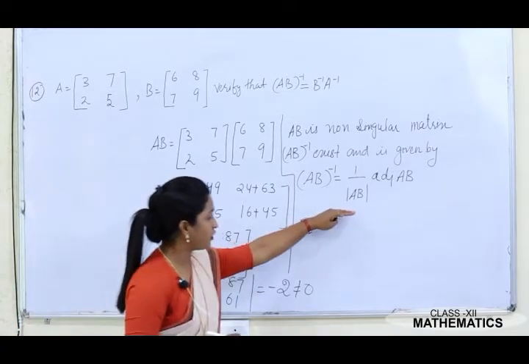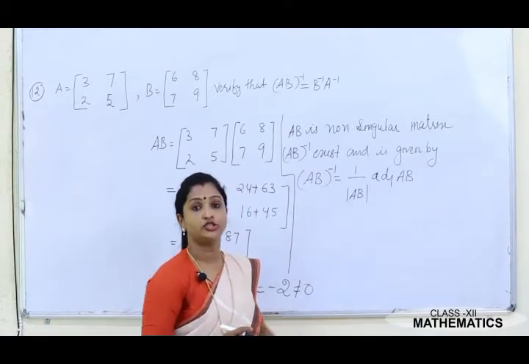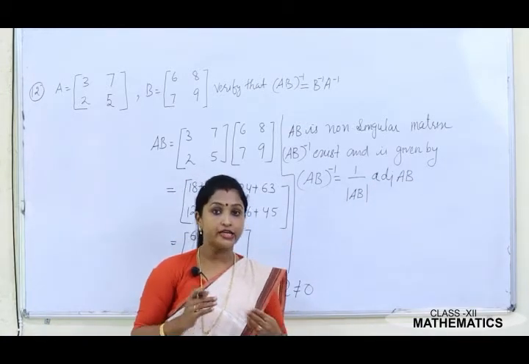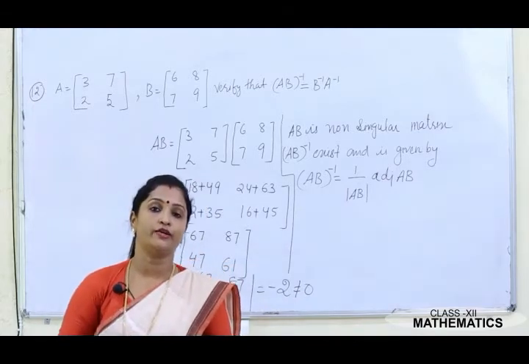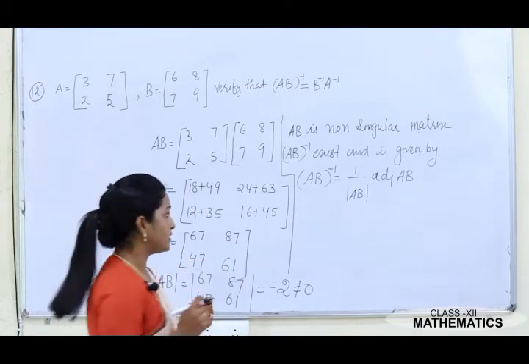Now, determinant of AB, you already got it, minus 2. Now, the target is you have to find adjoint of AB. And to find adjoint of AB, especially for a 2 by 2 matrix, I have already given you a trick. You remember that? What is that trick?